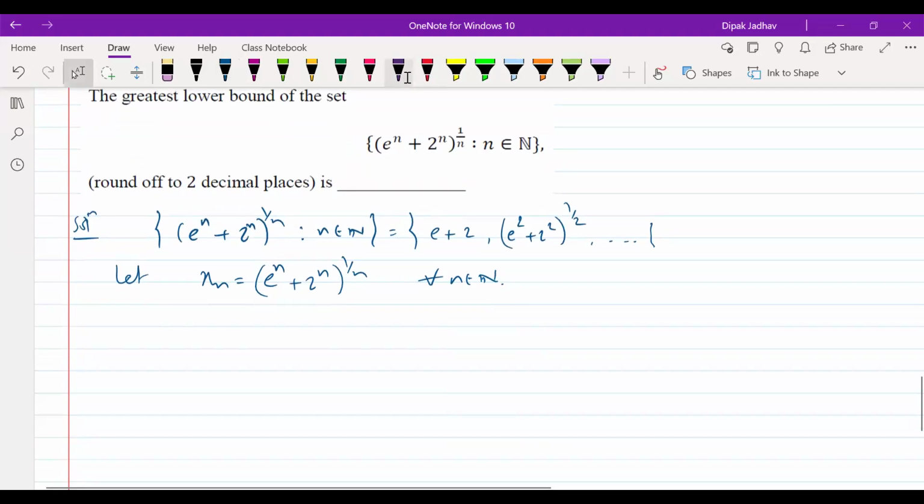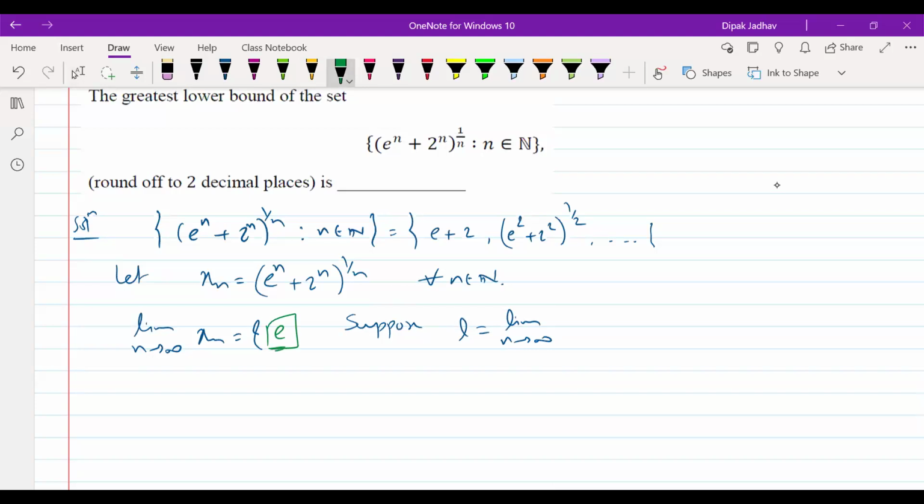Let me ask a question. Is it possible to compute the limit of the sequence? Yes, sir. So what I am asking is this: how will you compute the limit of the sequence? It is 1? No, sir, it is e. Yes, the limit of the sequence is e.